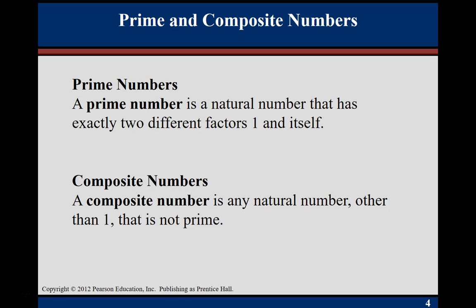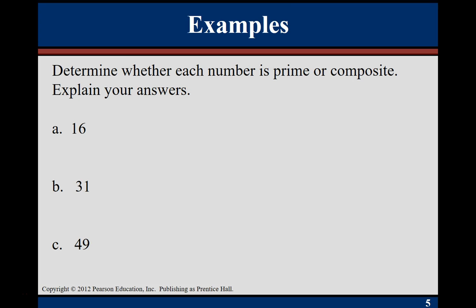Those factors may be prime numbers, numbers whose only factors are 1 and itself. Composite numbers have multiple factors. An example of a composite number would be 16, because 16 could be broken down into 4 times 4. And both 4s are composite, because I can say 2 times 2 times 2 times 2 for the 4s.